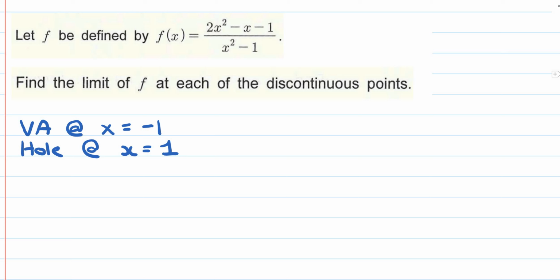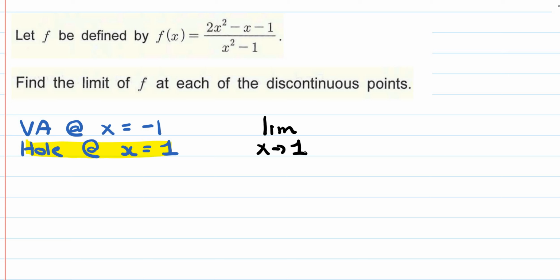Okay, for the next question, we need to find the limit of f at each of the discontinuous points. We've already established that the vertical asymptote is at x equals -1, and the hole will be at x equals 1. So let's start working with the hole at x equals 1. This isn't too bad. First of all, we need to set up a limit statement. So the limit as x approaches 1, this is where the hole is at.